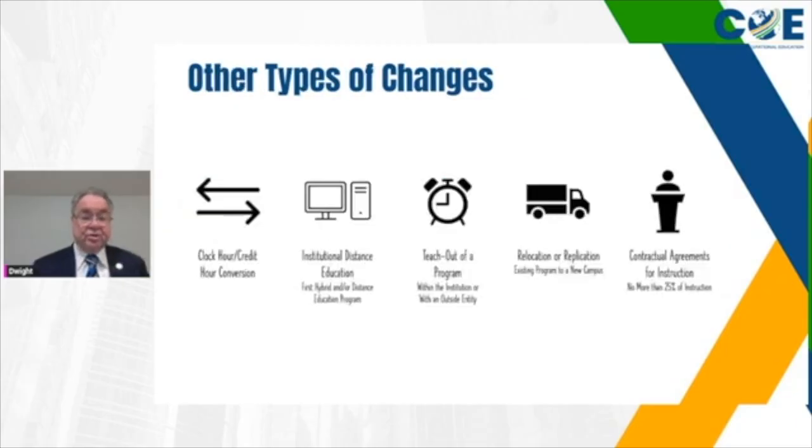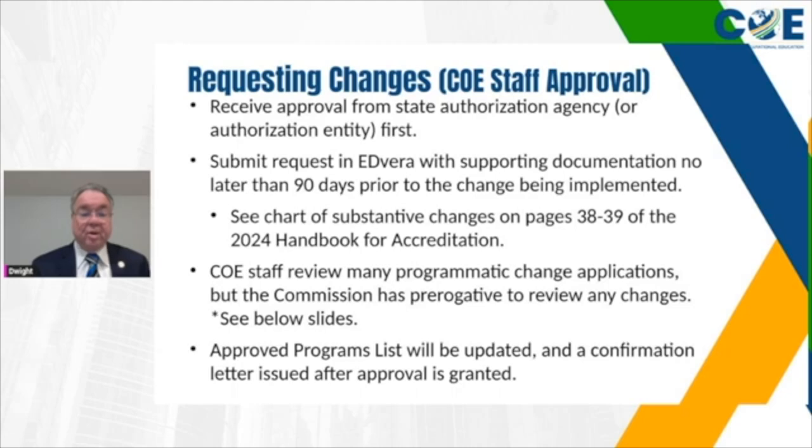You can change your number of clock hours or credit hours. You can apply for institutional distance education. You can do teach out of programs if you no longer plan to teach them. You can do replication or relocation. And you can apply for contractual agreements to teach your courses by some other institution.